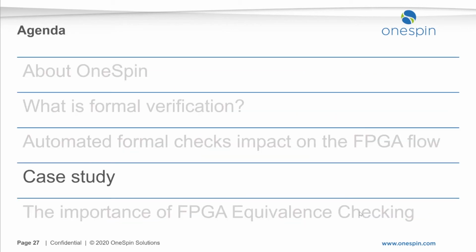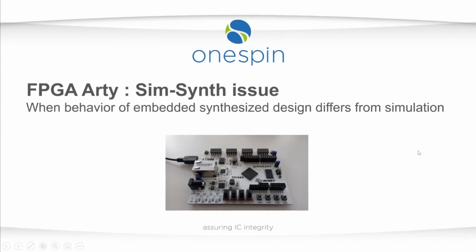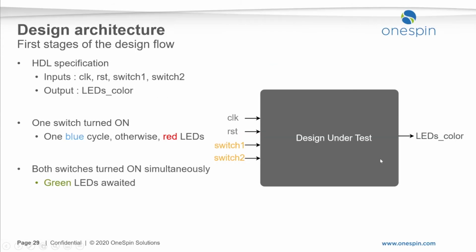Let's now go back to our initial topic, after this quick intro on what else is available, and go back to automated checking. So I have prepared a small case study for you, which was done on a real FPGA board. I'm going to show you how we identified an issue that didn't come up in simulation, but only came up when we loaded the design on the board.